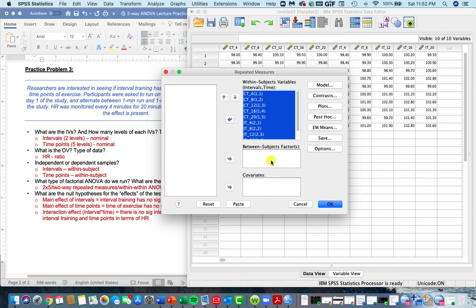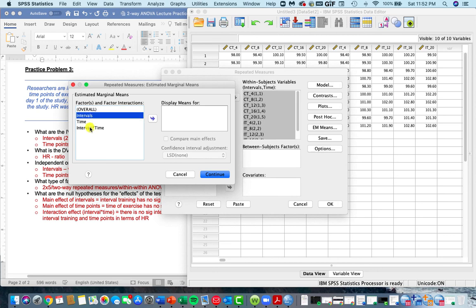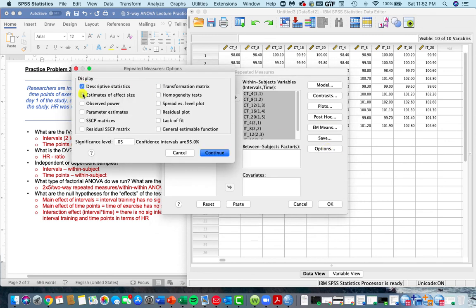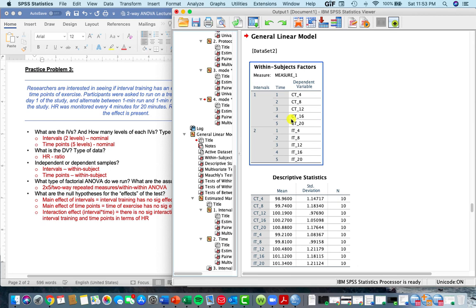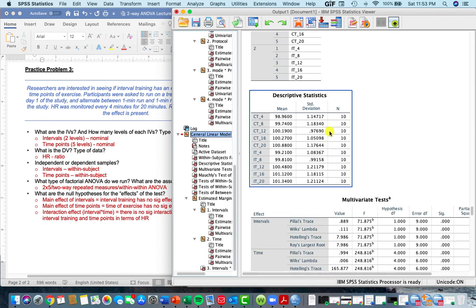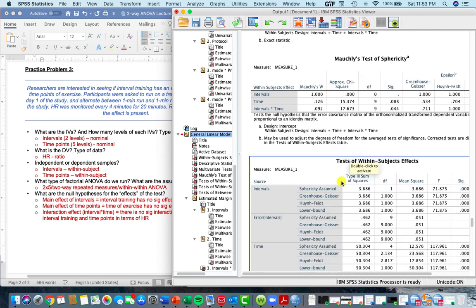There's no between subject factors, so we can skip that. We go straight to our estimated marginal means, stick everything in, do our normal. Our options, you don't need homogeneity tests because there's no between subject factors. So we can click continue and press OK. Right, and so then in our general linear model, again, we get our descriptive statistics. Don't look at multivariate tests, don't need them, right?